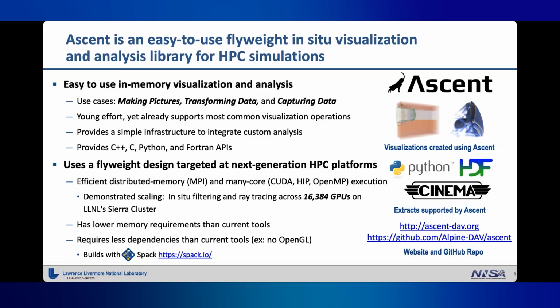Another thing, software engineering wise, that was really important is that we would have fewer dependencies. So we don't depend on OpenGL or windowing tools like X11, things like that. Those make things harder to build on supercomputers. And we can build with Spack, and we also have a script that builds without Spack as well, if you would like to do that.